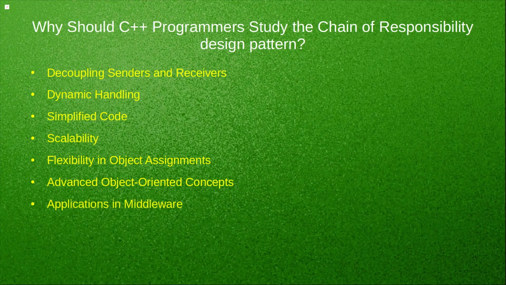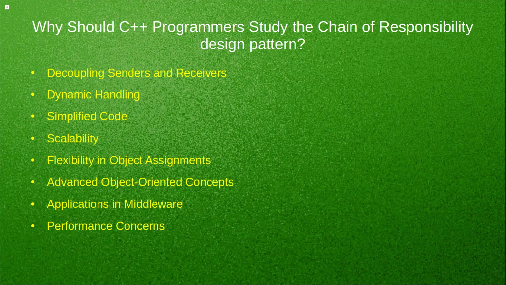Applications and middleware. C++ is often employed in systems where middleware plays a significant role, such as in networking or communication systems. The Chain of Responsibility pattern is a common approach in such contexts, where a request like a packet or a message may pass through multiple stages or layers of processing. Performance concerns. Since C++ is a language often chosen for its performance capabilities, developers must ensure that the chain doesn't become too long, leading to performance overhead. Understanding the pattern will help developers make informed decisions about the balance between design, flexibility, and performance.